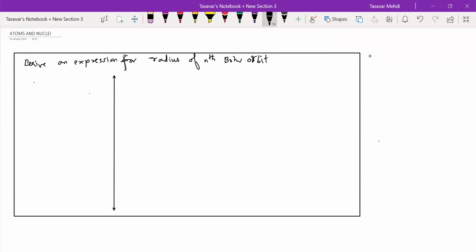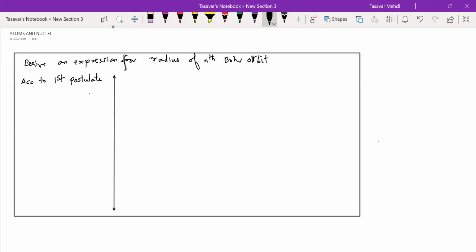Dear students, Bohr ने तीन postulate दिए थे. First postulate is, let us discuss. According to first postulate, what is first postulate? Electrons revolve around the nucleus in circular orbit, correct? And these circular orbits are also called stationary orbits. And the necessary force for performing circular motion around this positively charged nucleus is provided by whom? Is provided by electrostatic force of attraction between the positively charged nucleus and the negatively charged electron.